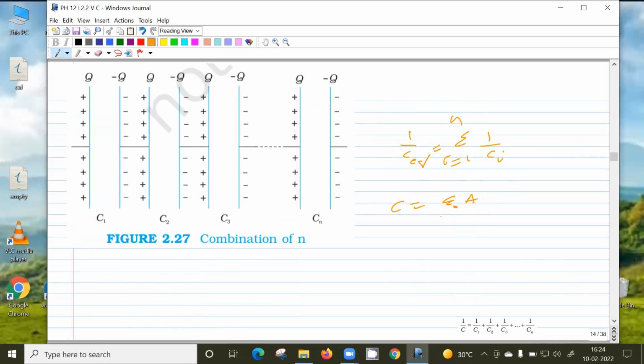Another way to understand this: for a parallel plate capacitor, C is epsilon naught A by D, right? I'm assuming the dielectric is here. If a dielectric is present, we have to put K. In the case of series combination, you can think of this as dielectric thickness D1, and this is D2, so on like that. This is D3, and this is Dn.